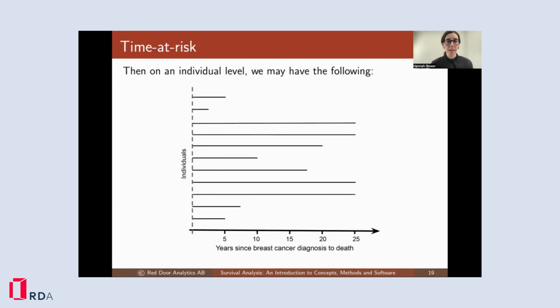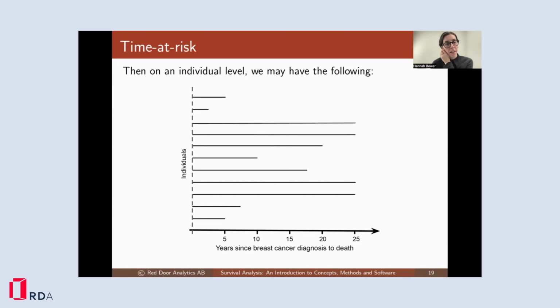If we transfer this to an individual level, we may have something like the following. Note that we don't have to look at separate individuals. These are just separate observations, but in this example, we're going to focus on these being individuals. Note also that we don't represent whether these individuals have the event of interest or not. We are going to focus on the time aspect here.